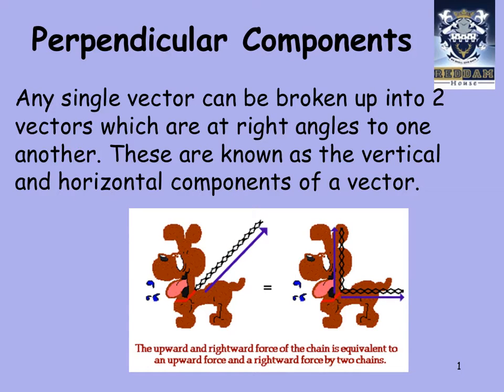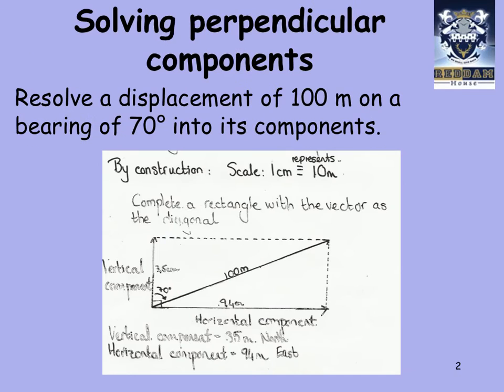So kind of what we're doing now is really the exact opposite of what we did before. Previously, we had been given two vectors. They would be at 90 degrees to each other, and we would calculate the resultant. Now we've in essence been given the resultant, and we are expected to calculate the two vectors that would make it up. So, in this example, resolve a displacement of 100 meters on a bearing of 70 degrees into its components.